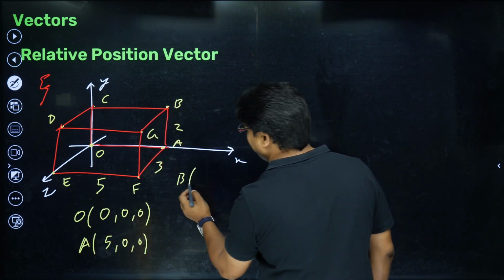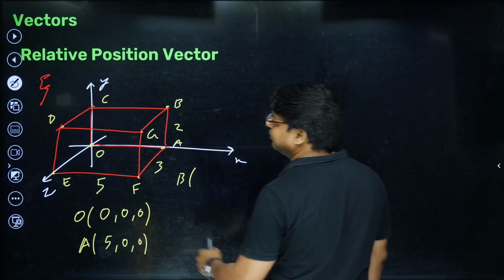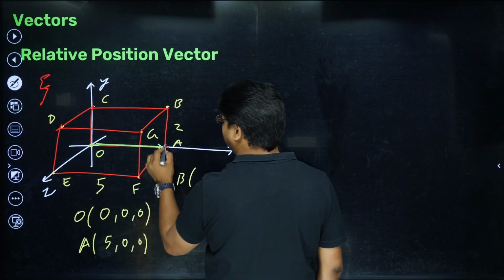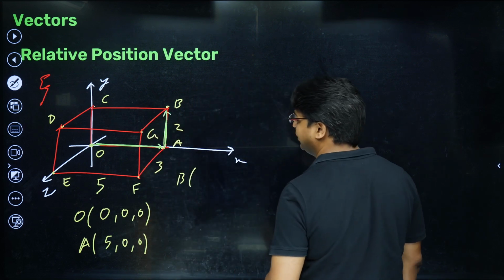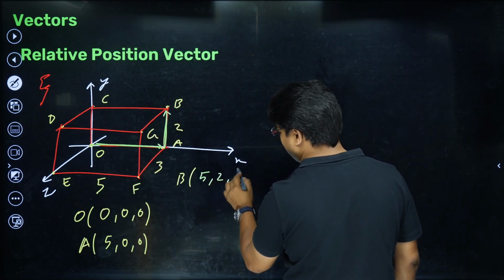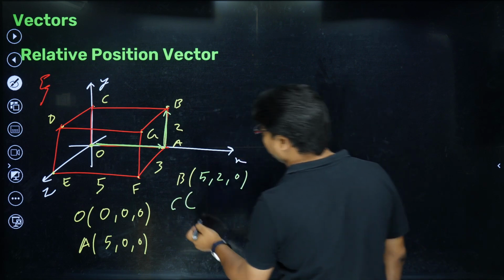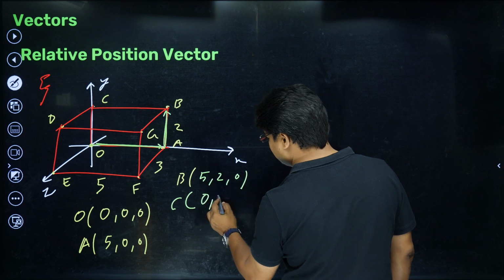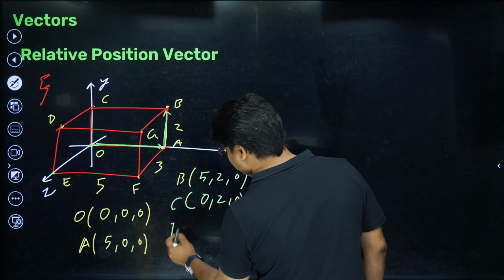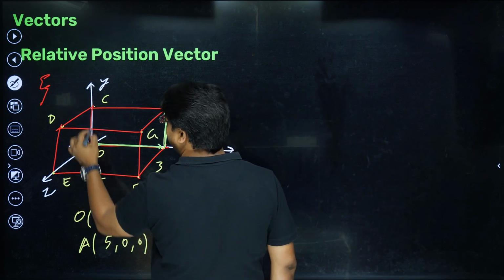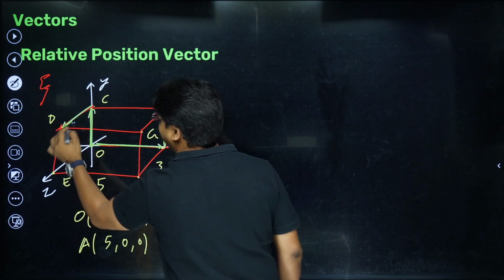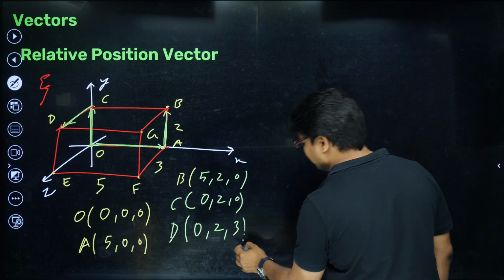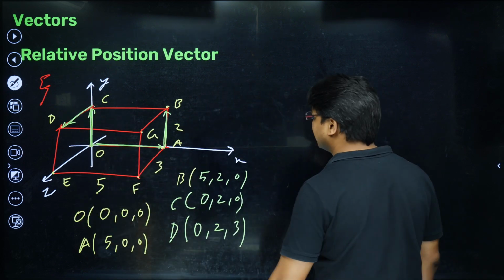If we try to write the coordinate of B, to reach point B, we'll have to travel along the x-axis by 5 units and then along the y-axis by 2 units. So 5, 2, 0. To reach point C, we only need to travel along the y-axis, by a distance of 2. So 0, 2, 0. To reach point D, we have to travel along y and then along z. Along y we need to travel 2 units, along z we need to travel 3 units, because this length is 3. So that is the coordinate of D.